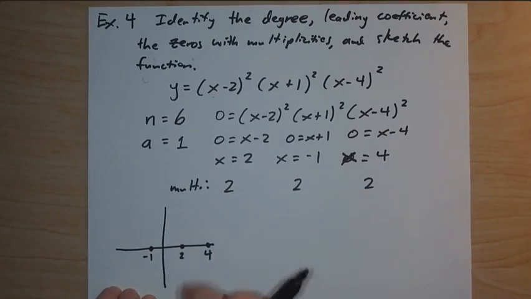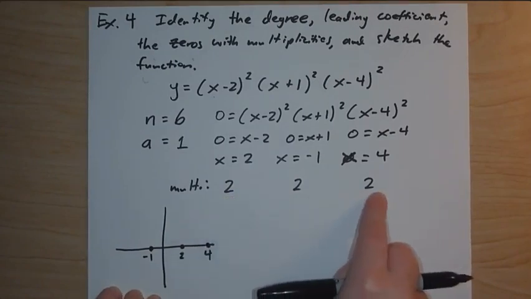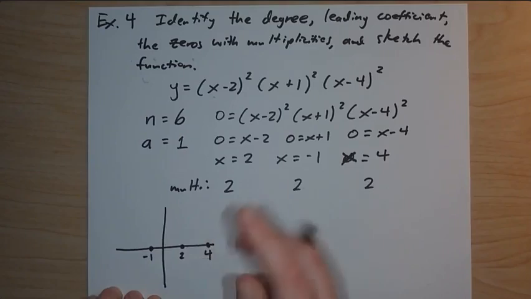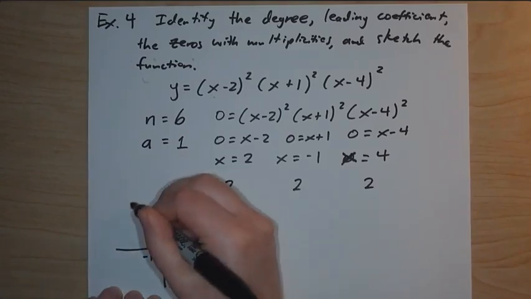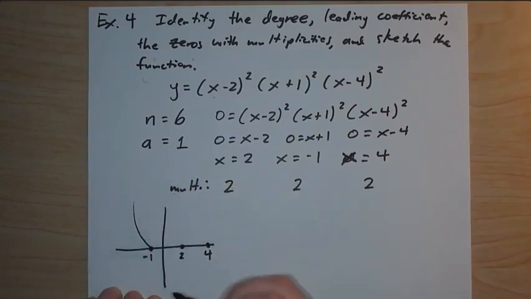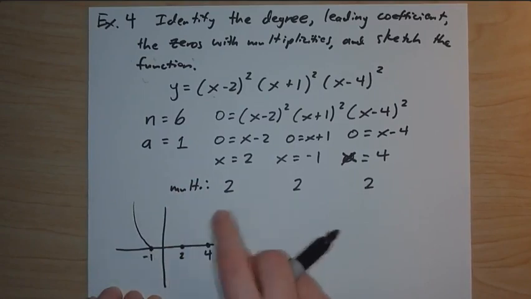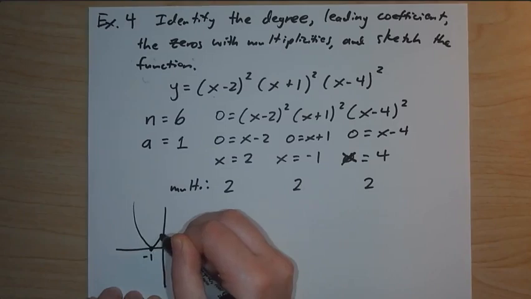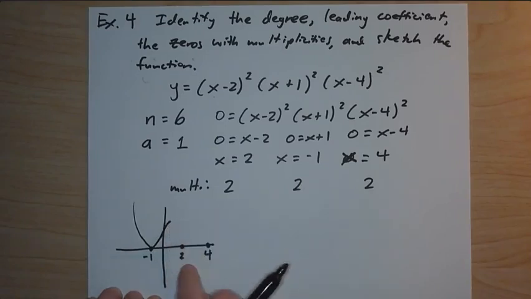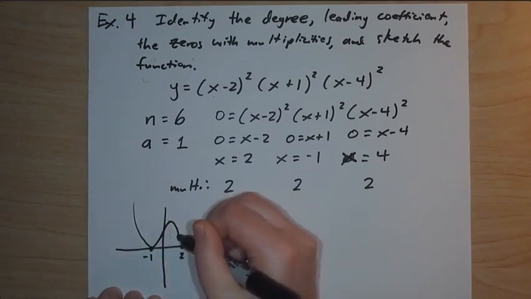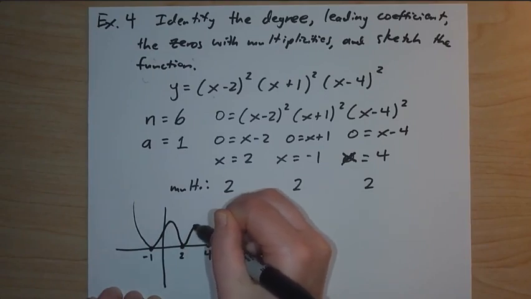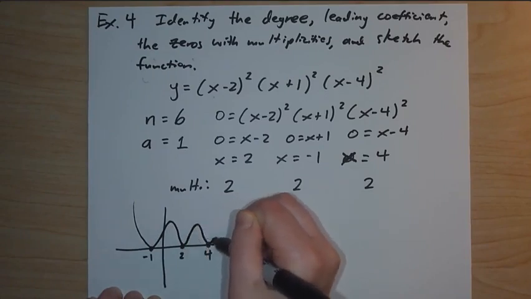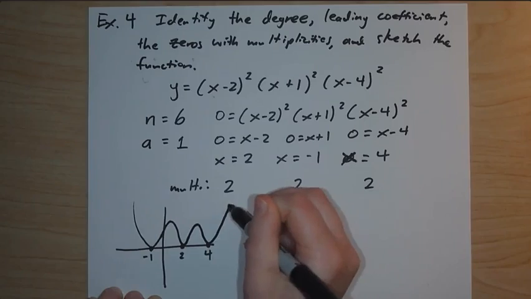So we're going to be coming from the upwards position, and we're going to be ending going up. And because the multiplicities are even for all of our zeros, we're not going to be passing through the x-axis at all. We're going to be bouncing off. So going down to negative 2, we bounce off because, again, the multiplicity is even. We bounce off, and then we go to 2, which again we're going to bounce off, and then we go to 4, which again we're going to bounce off.